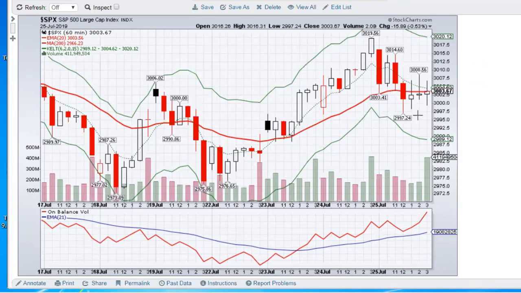So this is one of the things I look at typically. This is an hourly chart of the S&P 500, as of the close on Thursday. And you can see we got up to a high of 3019.56 in Wednesday's session. That was the 25th. It pulled back on Thursday to a low of 2997, but nothing really dramatic happened.